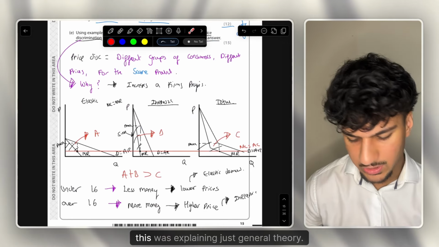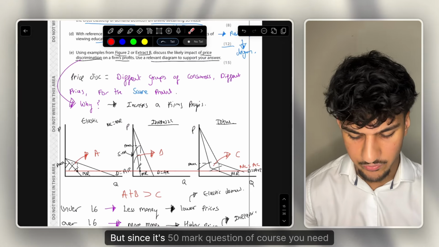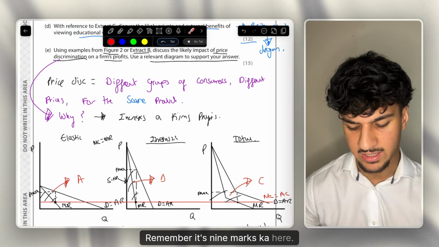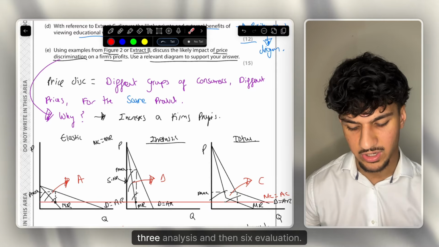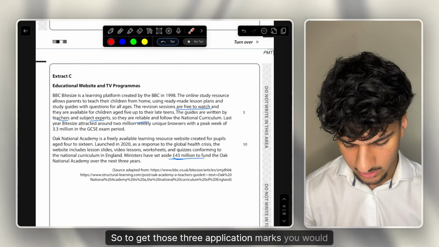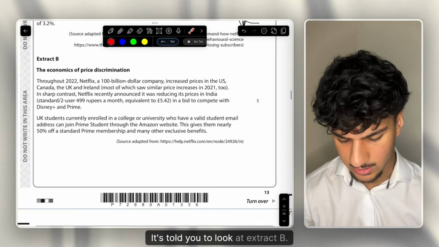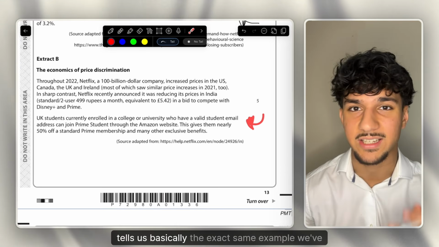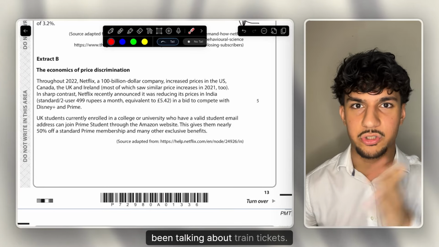So of course, this was explaining just general theory, but since it's a 50-mark question, you need those application marks. Remember, it's 9 marks KA here, so 3 knowledge, 3 application, 3 analysis, and then 6 evaluation. So to get those 3 application marks, you would just use the extract. It's told you to look at extract B, and if you look at the bottom of this extract, it tells us basically the exact same example we've been talking about, train tickets.